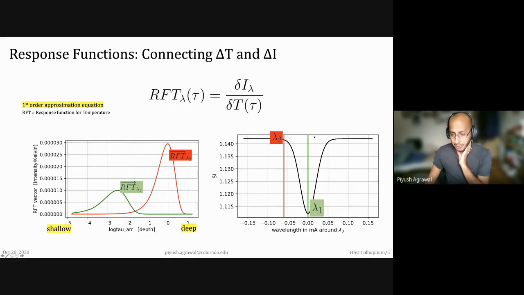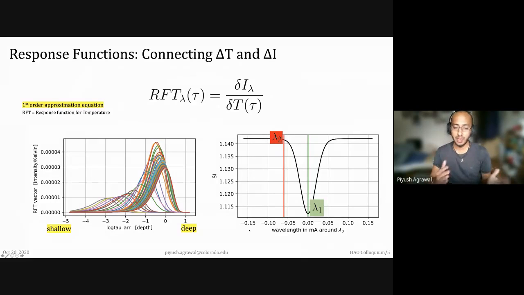So what I'm showing here is the green is the response function corresponding to the line core wavelength. What it's saying is that my line core is more sensitive to shallower regions, whereas the continuum wavelengths are basically sensitive to deeper regions. This is the response function for just two wavelengths. If you plot for all the wavelengths, this is what the response functions for all different wavelengths as a function of depth look like.